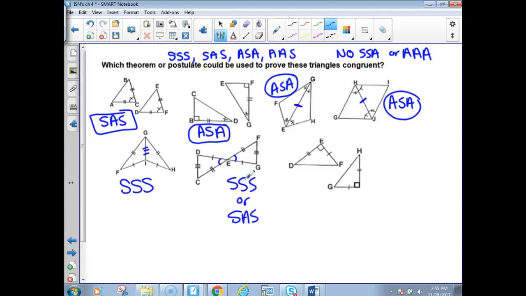But let me just say this. You should mark it on your picture if you're going to use it. Okay? You've got to mark up the diagram. All right, and then this last one, all we can do is side, angle, side. Okay? That's it for the ISM.